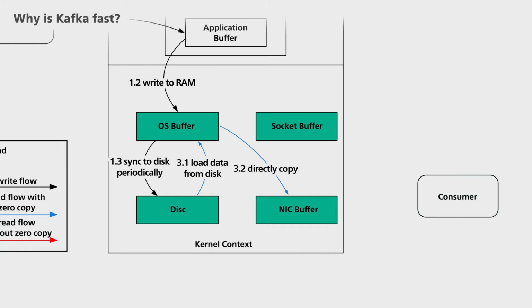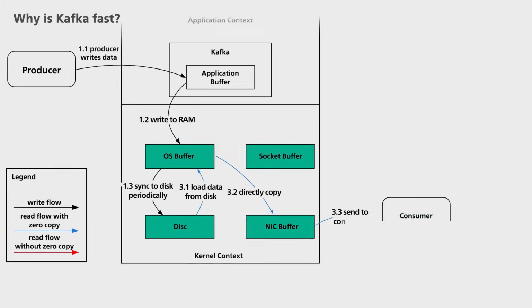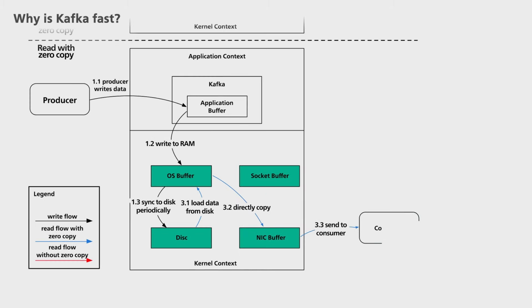With a modern network card, this copying is done with DMA. DMA stands for Direct Memory Access. When DMA is used, the CPU is not involved, making it even more efficient.